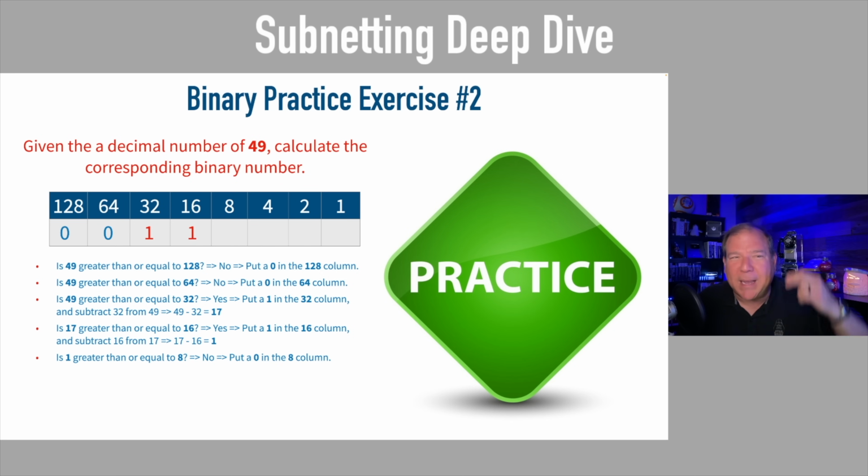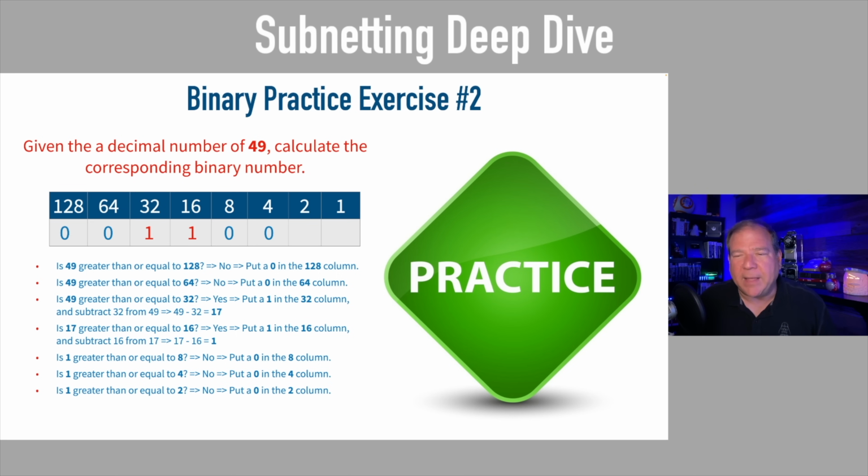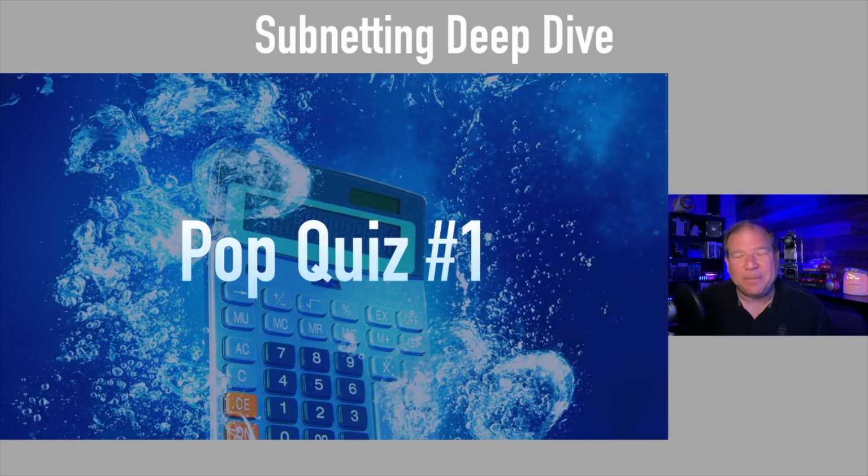So you might just make a logical shortcut right now and say, I can put zeros in those columns because obviously they're greater than 1. So I could put zeros in 8, 4, 2, and then finally I get to column 1. Is 1 greater than or equal to 1? Yeah, it's equal to 1. So we put a 1 in that column. And I'm agreeing with pretty much all of our students right now, saying it was 00110001. All right, it is time for pop quiz number 1.